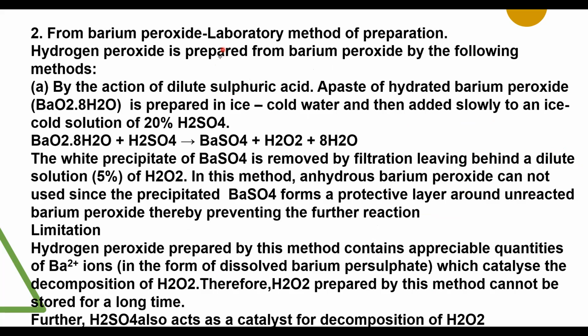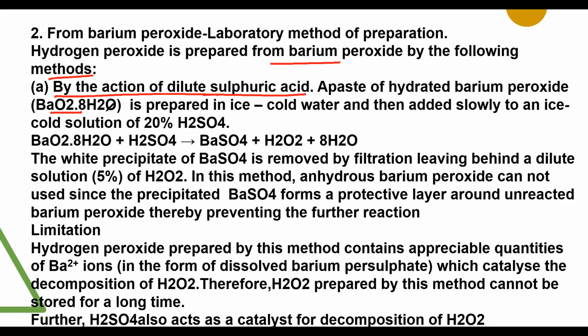Second method, from barium peroxide. Hydrogen peroxide is prepared from barium peroxide by the following methods. First method, by the action of dilute sulfuric acid. A paste of hydrated barium peroxide, BaO2. Only from peroxides are we getting hydrogen peroxide, mind it.